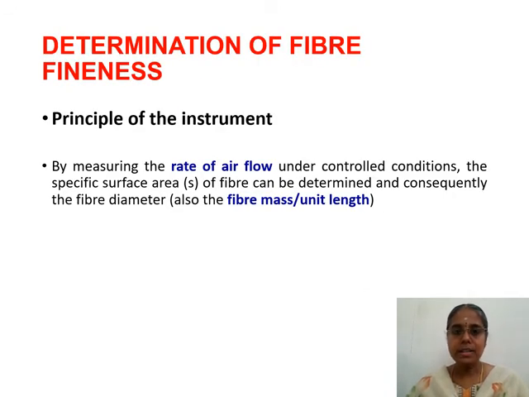So the principle behind the determination of fiber fineness, the method is airflow. The principle behind the airflow instrument is what was explained in the video, and hence the instrument measures the rate of airflow under controlled conditions. By measuring the rate of airflow, you can determine the specific surface area of the fiber and consequently the fiber diameter or the fiber mass per unit length or fiber fineness. Hence, the fiber fineness is measured using airflow method, a very simple method of measurement.